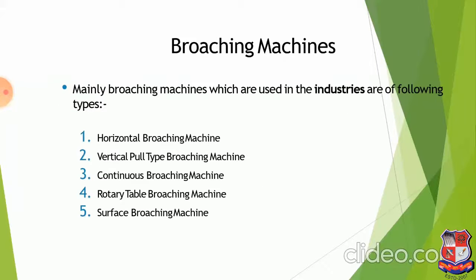So let's move further. There are different types of broaching machines available, right? I have listed some of them: horizontal broaching machine, vertical broaching machine, continuous broaching machine, rotary table broaching machine, and the last one is surface broaching machine. Now from these we have already discussed horizontal and vertical broaching machines, right? So let us discuss more about the continuous broaching machine.